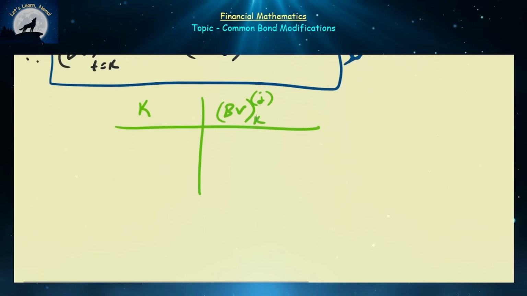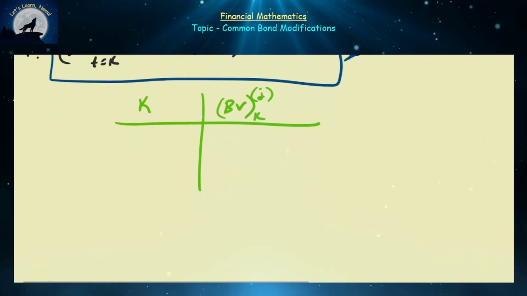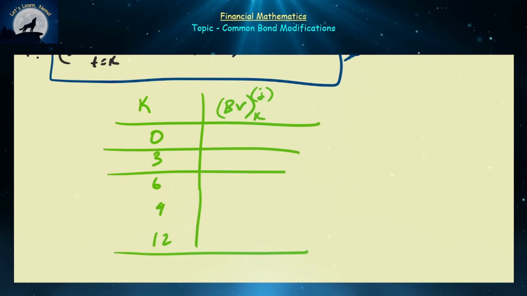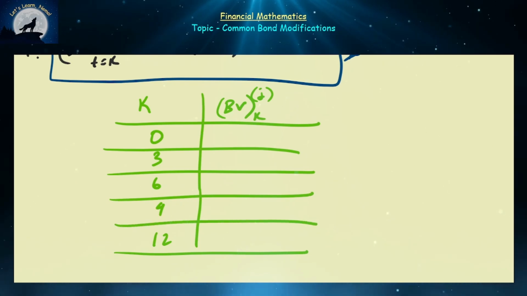Since we're looking at a year, let's just partition it into quarters. So 0 months, 3 months, 6 months, 9 months, and 12 months. And then you can just substitute those values of k for our particular n and then calculate. So you might want to pause the video and try to see if you can get these numbers on your own.